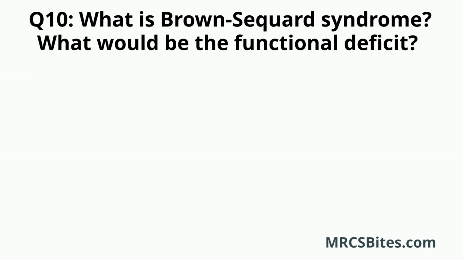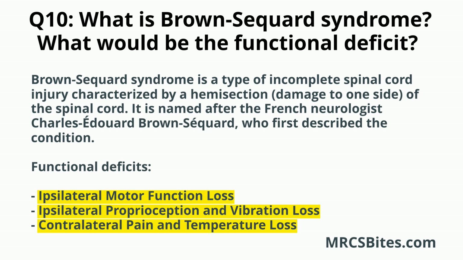Question 10. What is Brown-Sequard syndrome? What would be the functional deficit? Brown-Sequard syndrome is a type of incomplete spinal cord injury characterized by a hemisection, damage to one side, of the spinal cord. It is named after the French neurologist Charles-Édouard Brown-Séquard, who first described the condition.